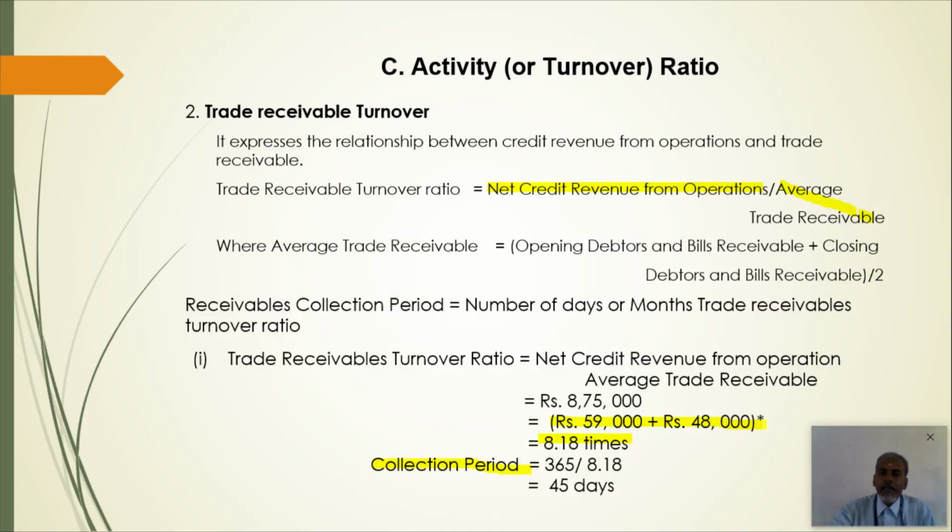Here it is added, and you have not divided, you have divided by those things, the formula. I have forgotten to put it correctly. So here you have got the net credit, right? It is divided by the average trade receivables, that is 59,000 plus 48,000 divided by 2. We will get the average receivables, right? So after doing that, you get 8.18, then your collection period. We will move to the next slide.